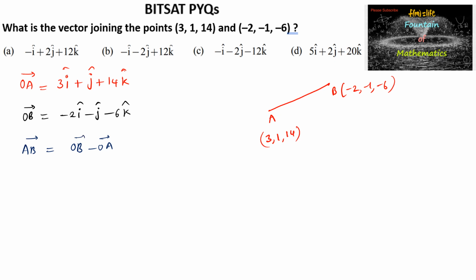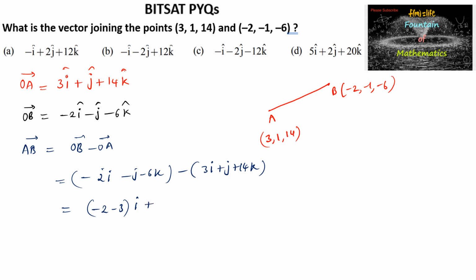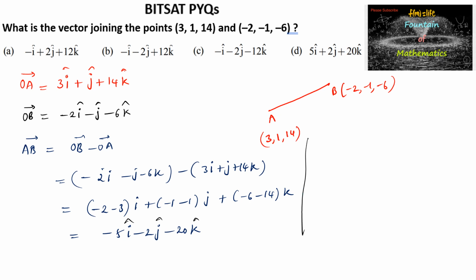So the vector joining these two points can be given by the AB vector. So AB vector is equal to OB minus OA, which is minus 2i minus j minus 6k, minus of OA vector, which is 3i plus j plus 14k, which is (minus 2 minus 3) times i, and here minus 1 of j, (minus 6 minus 14) of k, which is negative 5i, negative 2j, and minus 20k.